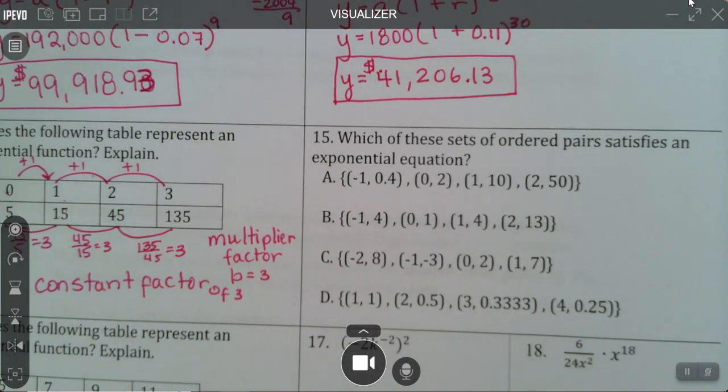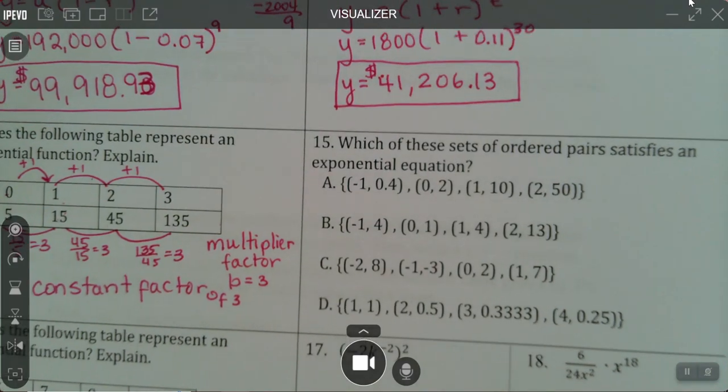Factor, when two numbers are factored, then when you multiply them, you get products, okay? So it indicates multiplication. And then multiplier indicates multiplication. But if it's just a constant difference, that involves addition or subtraction, okay?